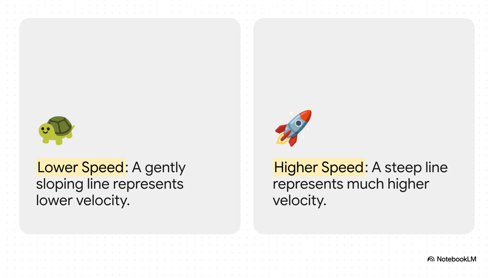So look at the graph on the left. That gentle slope, that's a slower speed. Now look at the one on the right. That super steep line, that's a much higher speed. It's that simple. Steeper equals faster.